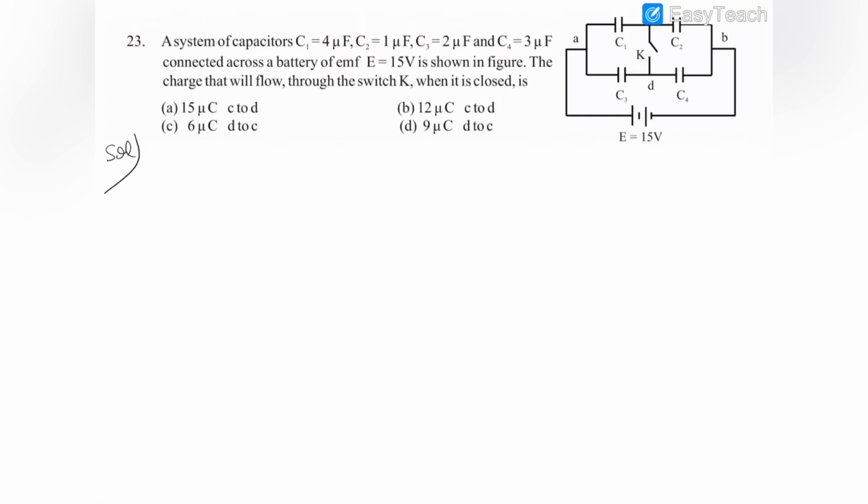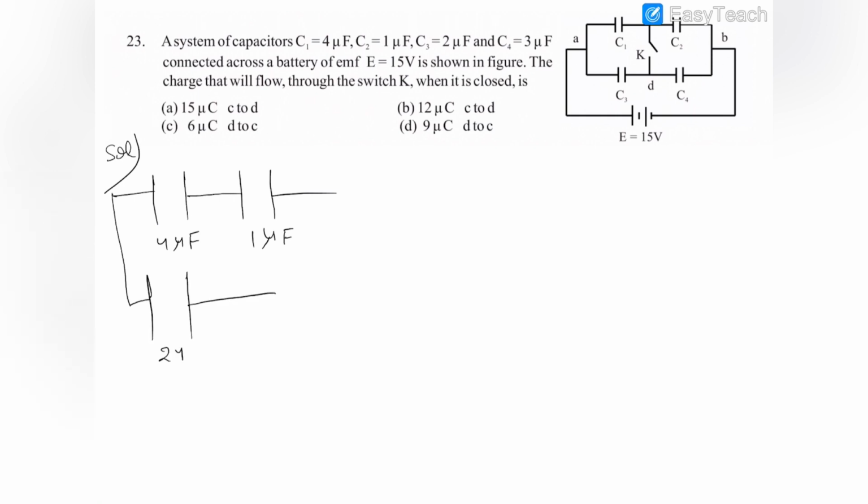In this question, you can see that there are 4 capacitors. C1 has a value of 4 microfarad. C2 has a value of 1 microfarad. C3 has a value of 2 microfarad. And C4 has a value of 3 microfarad.